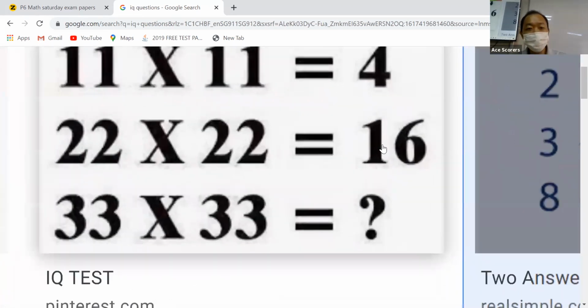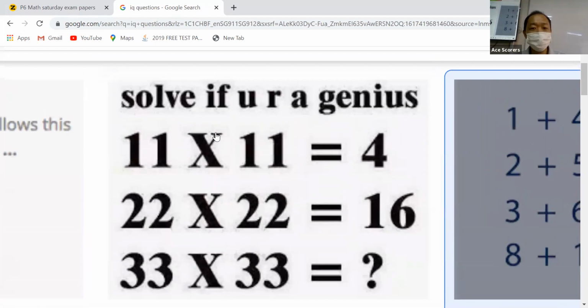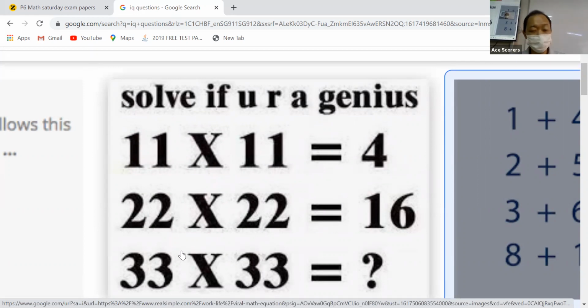Okay, let's see if you are a genius. 11 times 11 equals 4. 22 times 16 is 8. 33 times 33 is what? Oh, 4 times 1, 8 times 2. I put 64. 12 times 3. I think 64. I don't see any relationship.